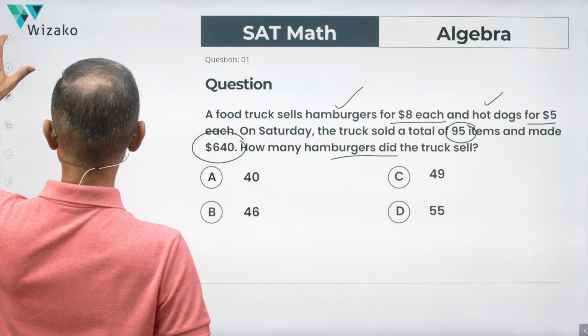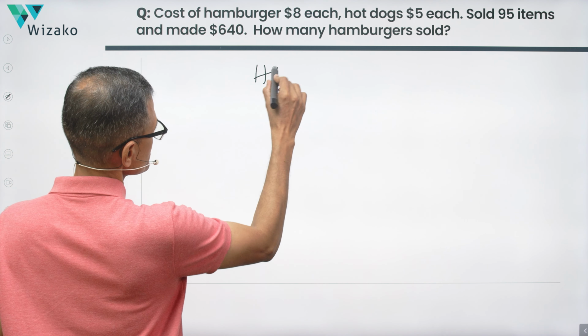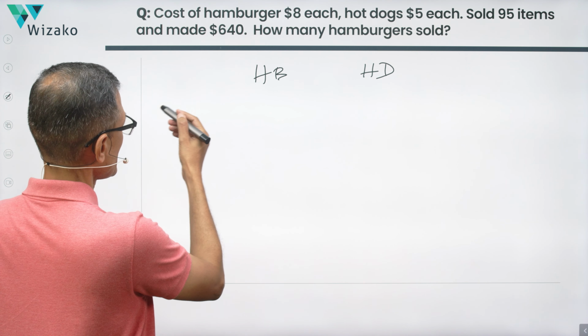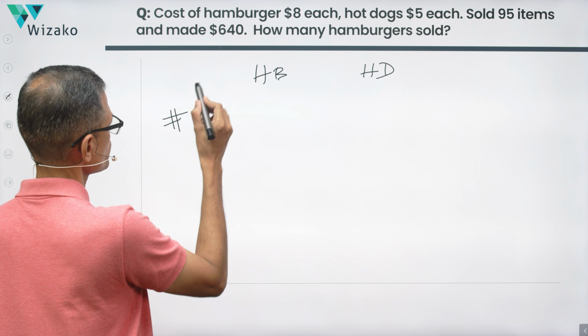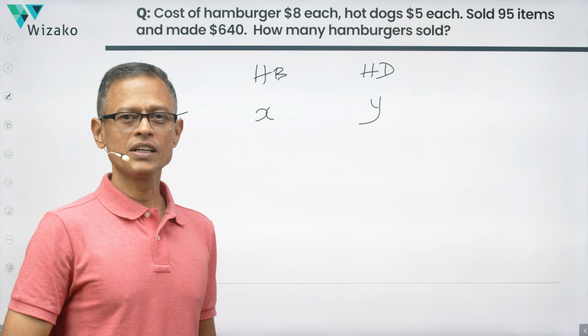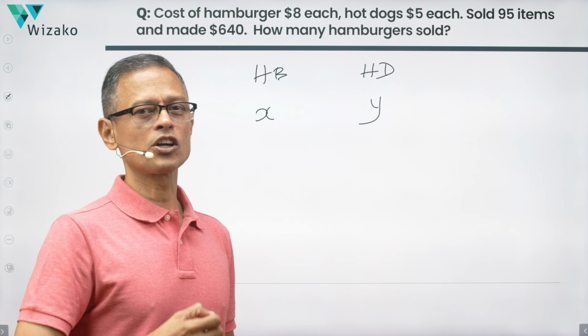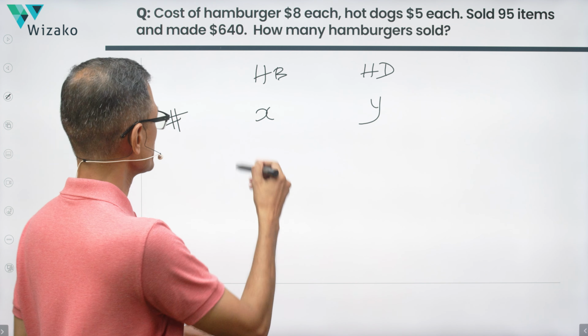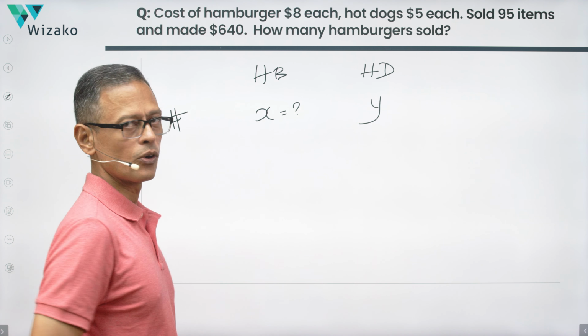Let's just put this all in perspective. Hamburgers, hot dogs, these are the two things that the food truck sells. Let's assign variables. Numbers sold on Saturday, X of hamburgers and Y of hot dogs. So they sell X hamburgers, Y hot dogs on Saturday. What we need to find out is the number of hamburgers sold. So we're trying to find out what is this value of X.